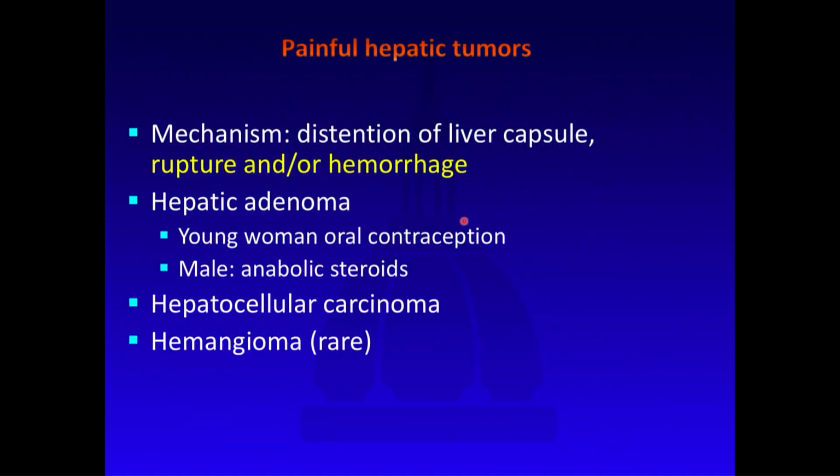And so when we think about painful hepatic tumors, what happens there is distension of the liver capsule. Usually it's after they rupture or hemorrhage. We always think about hepatic adenomas, but hepatocellular carcinoma can also rupture with obviously disastrous consequences for the patient. Hemangiomas, it's much less common. I think those two are the most common.